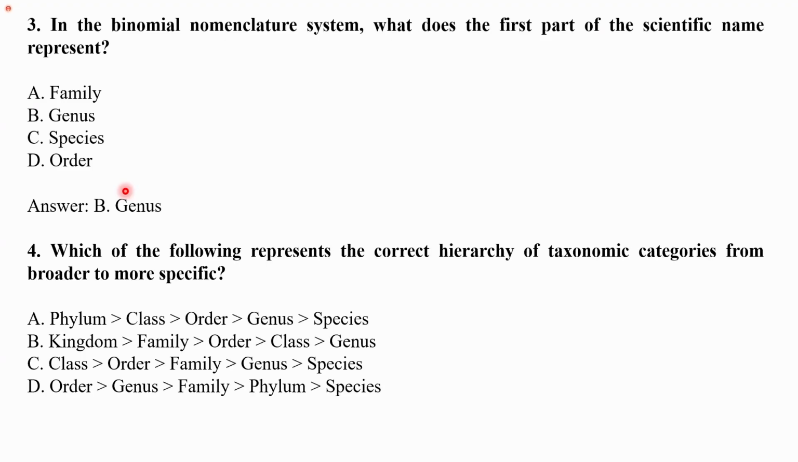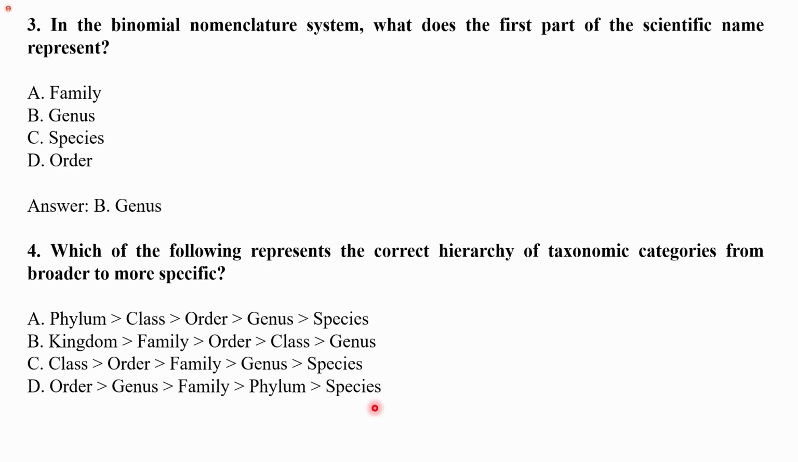Now, which of the following represents the correct hierarchy of the taxonomic categories as we move from broader to more specific? Option A, phylum, then class. The question is asking for the correct hierarchy of taxonomic categories from broader to more specific. Broader means the ones at the higher levels, and more specific means at the lower levels. So is it phylum, class, order, genus, species? Is it kingdom, family, order, class, genus? Is it class, order, family, genus, species? Or order, genus, family, phylum, and species?